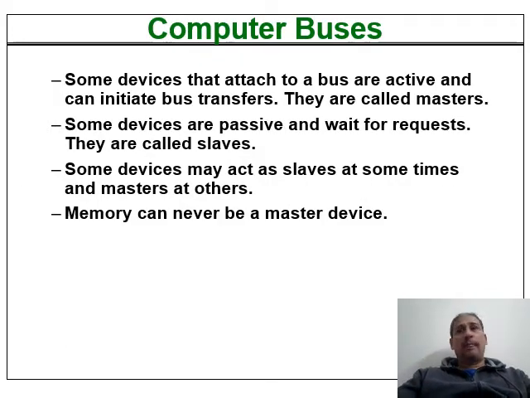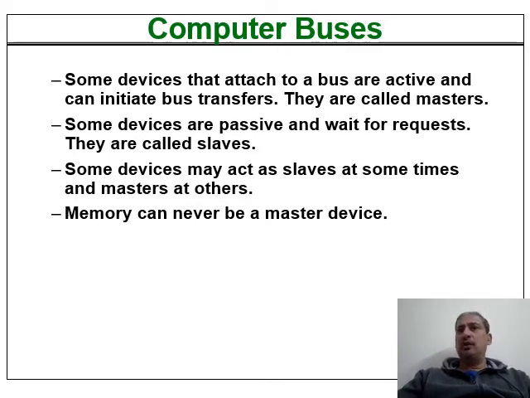So now, the computer devices. Now we can categorize computer devices into two categories. We have master devices and we have slave devices. A device that can request for the control of the bus is called a master device. These are active devices. Now another device which is passive and which simply responds to the requests of the masters is called a slave device.